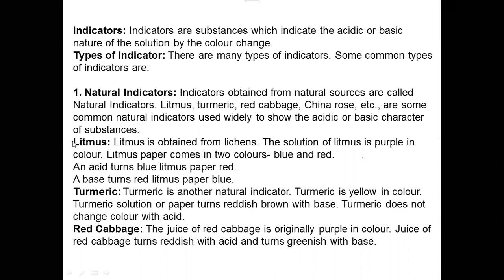Now, what is litmus? Litmus is obtained from lichen. Lichen is a plant of the algae type, from which litmus is obtained. The solution of litmus is purple in color, and litmus paper comes in two colors, that is blue and red. So in acid, blue litmus paper turns red, and in base, red litmus paper turns blue. So that is about litmus.